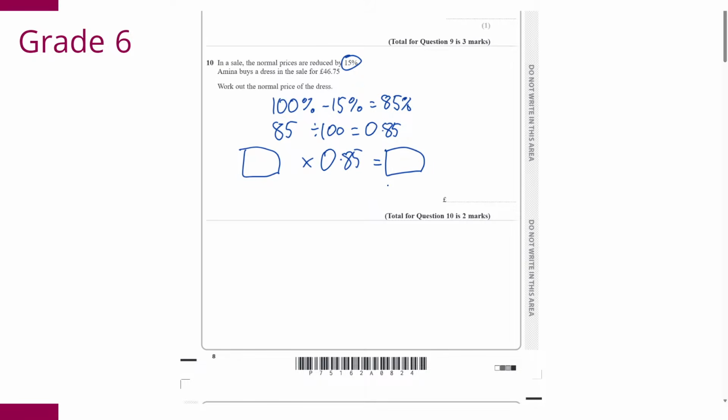But here we're given the £46.75. We're given the answer, so we're going the wrong way. We're going backwards. Well, what's the opposite of times 0.85? Well, that's going to be divided by 0.85. So on the calculator, I'm going to type in 46.75 divided by 0.85, and you get the answer of 55, which is pretty pleasing whenever you get a nice round number. It's not always going to be that way, but yeah.